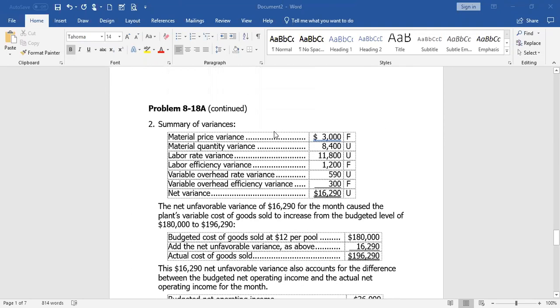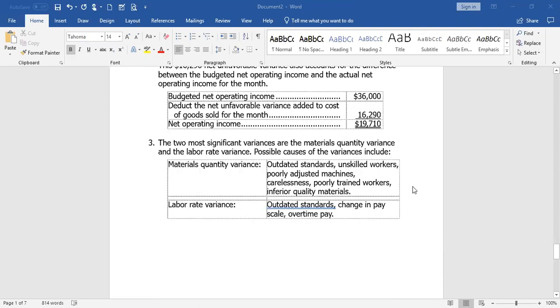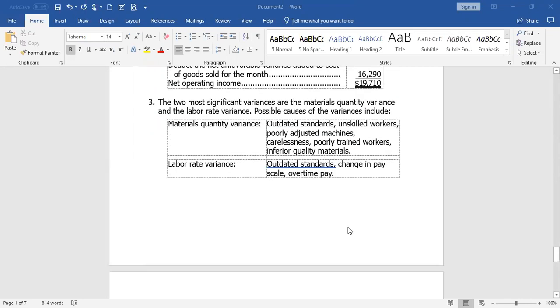Well, if you look back up here, one that sticks right out is the labor rate variance. Labor rate variance, there could be outdated standards. Maybe we need to update those standards. Maybe a change in pay scale occurred, or maybe we were paying overtime pay during that time period. That would change that.